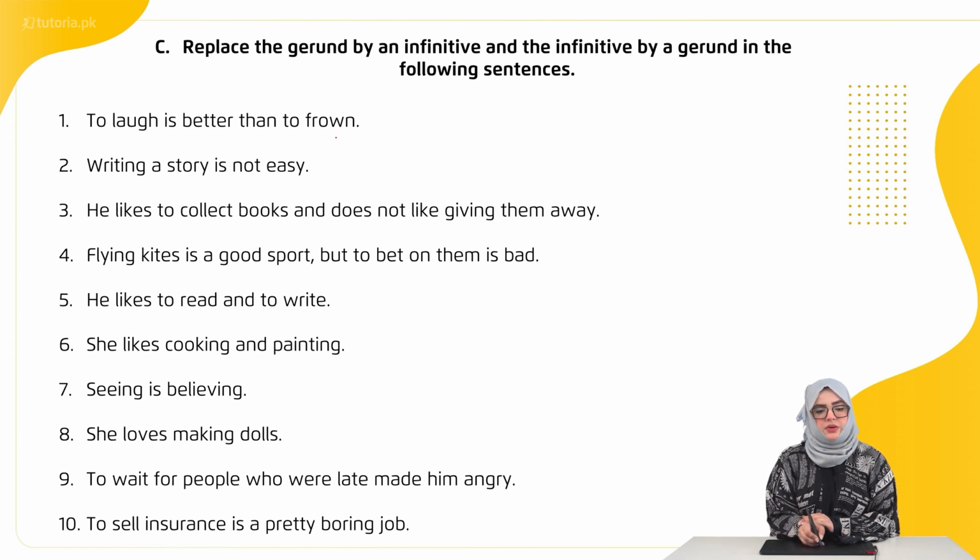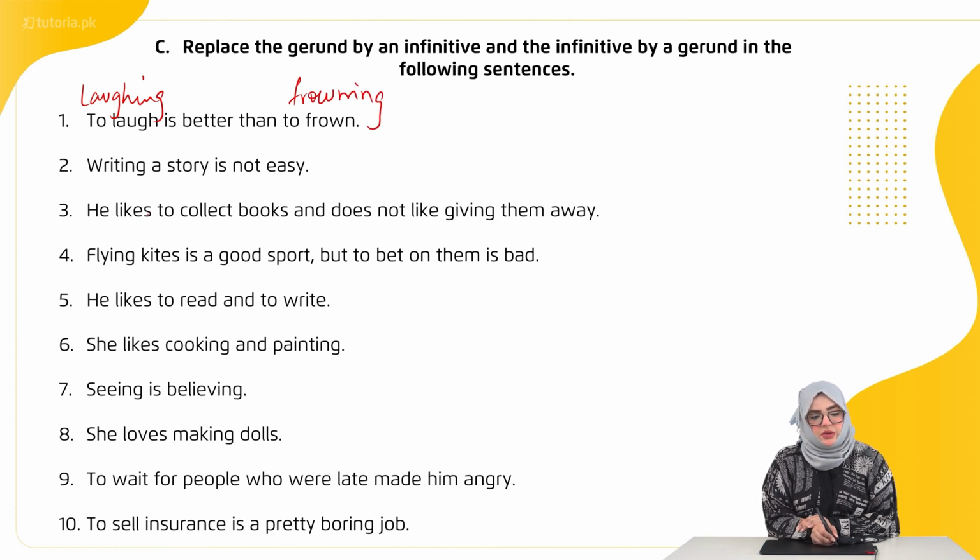अब ये to laugh और to frown हमारे पास infinitives है. We'll write it like laughing is better than frowning, and in this way we have turned them into gerunds. Second is writing a story is not easy. To write a story is not easy. Third is he likes to collect books and does not like giving them away. He likes, यहाँ पे collecting आ जाएगा. Infinitive से gerund किया.